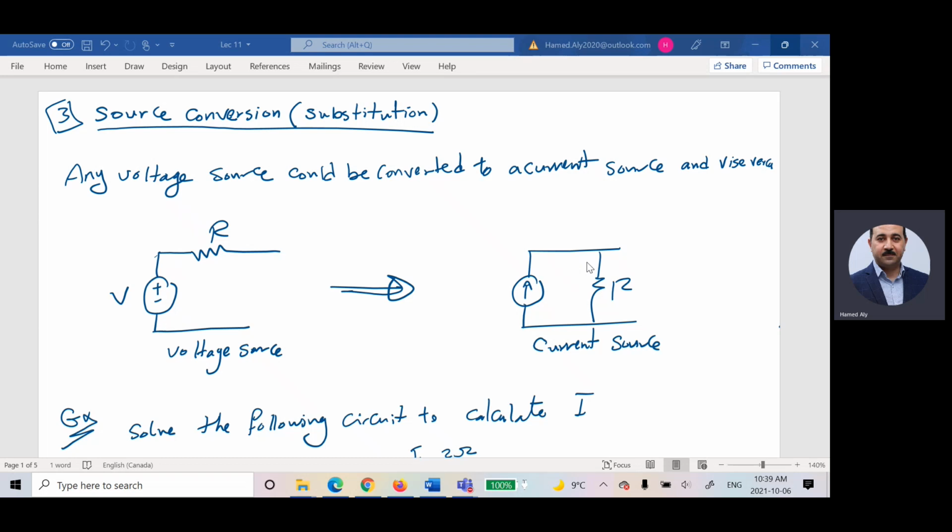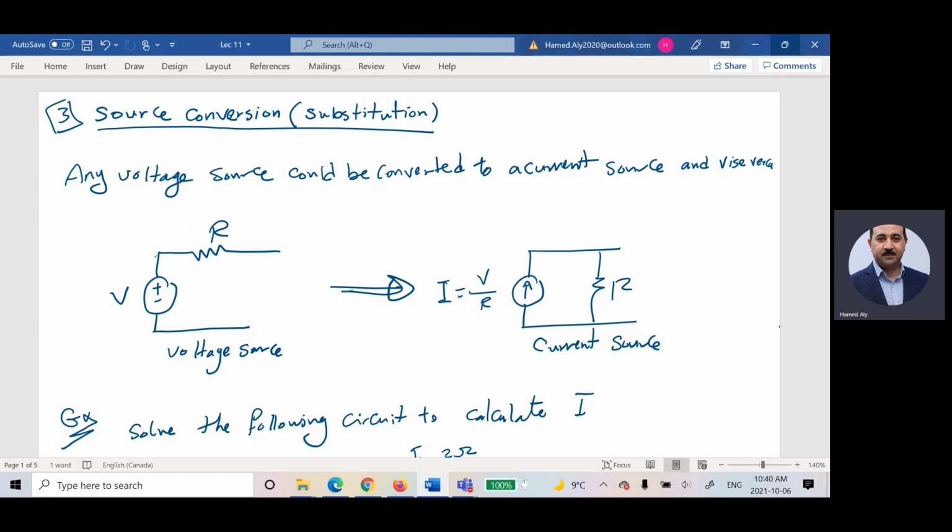What is the voltage source? Voltage connected in series with a resistor. What is the current source? Current connected in parallel with a resistor. So if I would like to convert this voltage source to a current source, what should I do? I will draw a current connected in parallel with a resistor. What is the value of that resistor? It is the same as the resistor connected in series with the voltage source. What is the value of this current? This current I is equal to the voltage source value divided by the resistance.